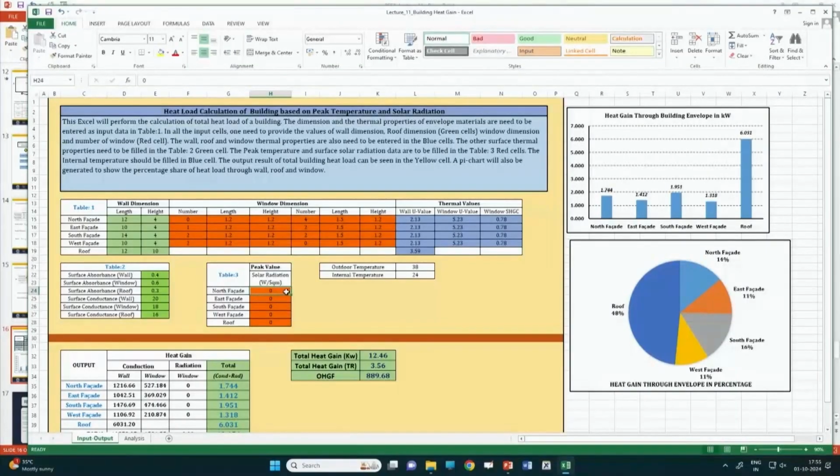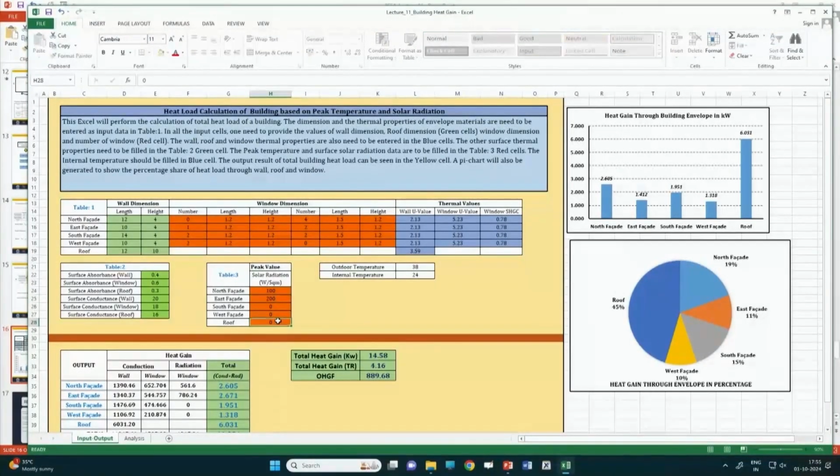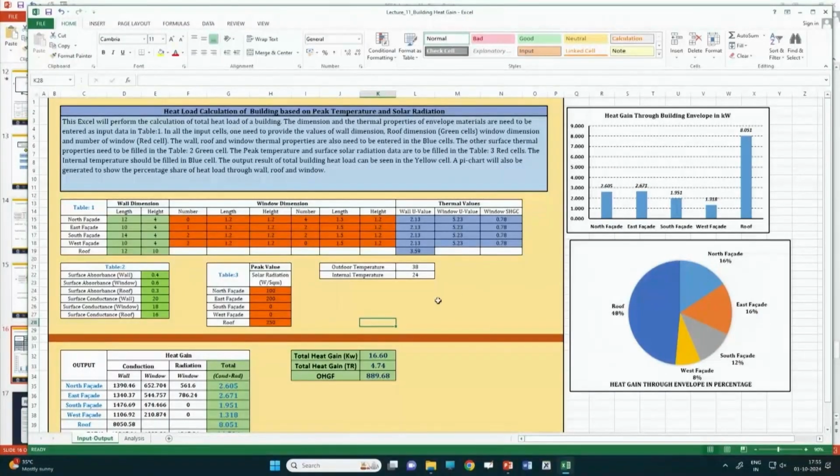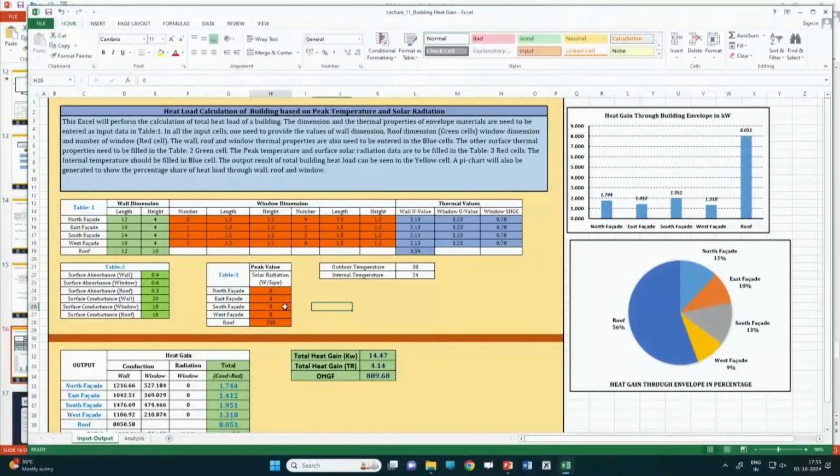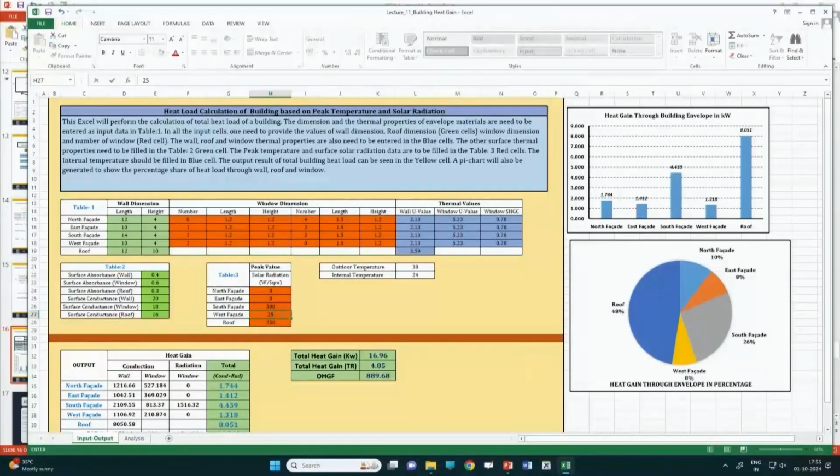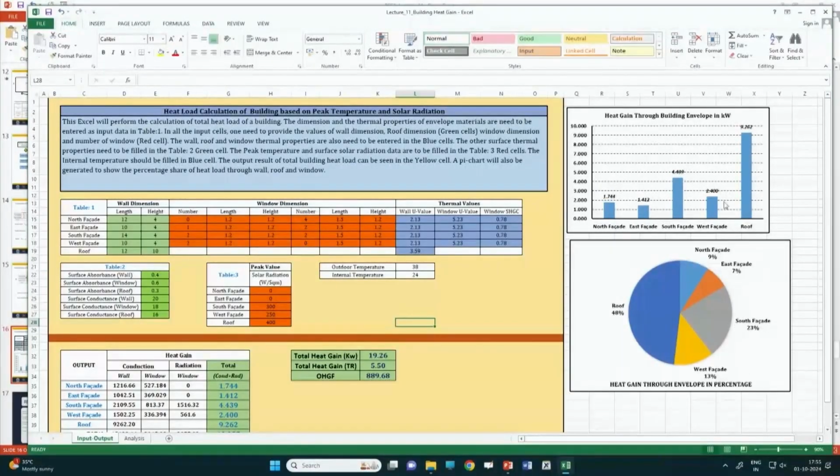But suppose I give some north facade value, maybe the north is 100, the east is maybe 200, and roof is maybe 250, I will get some different value. Suppose at some other time, in the afternoon, the north is going to be 0, east is also 0, south facade may have 300, the west facade may have 250 and the roof may be 400, then you will get some different values.